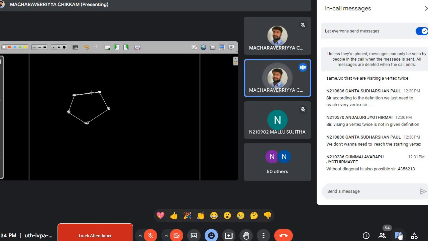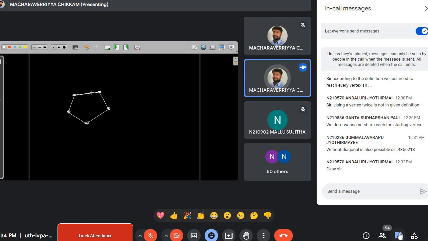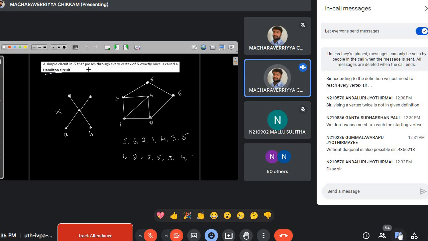If you feel like you are coming back to the same point, so it is twice, then we have an exception for that starting point. But in general, if you see that entire circuit, each vertex occurs only once. This way you try to understand. Maybe in the definition, it's good if we keep that the circuit has an exception for the starting point, which you can visit twice.